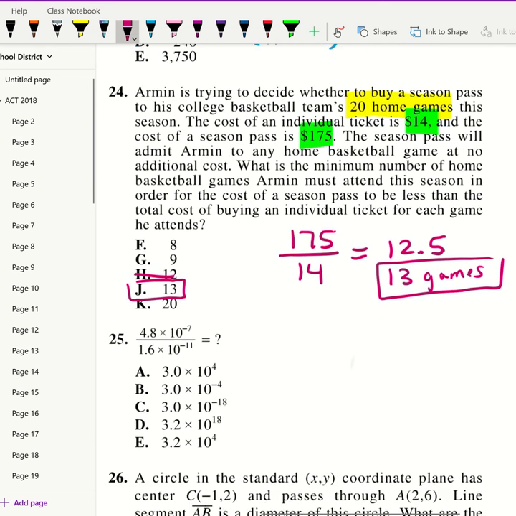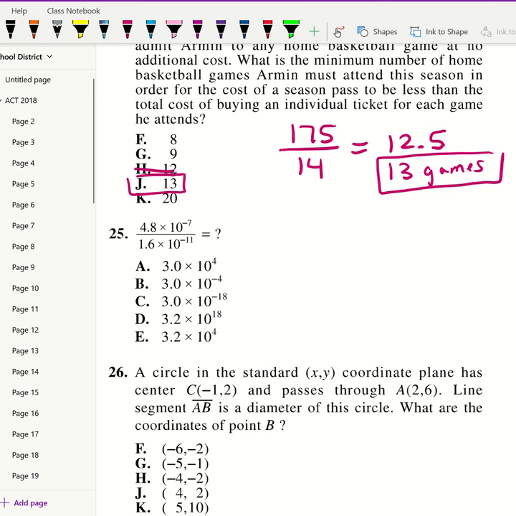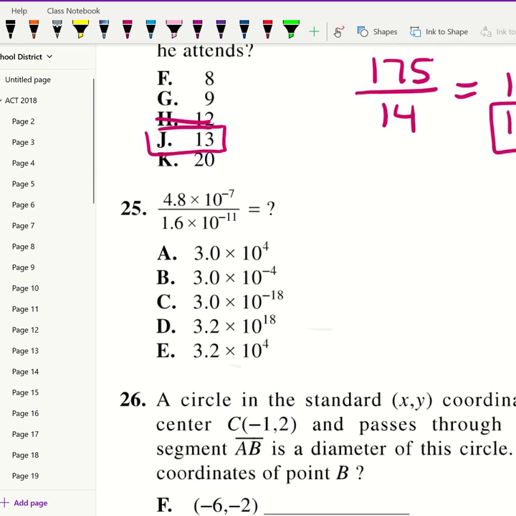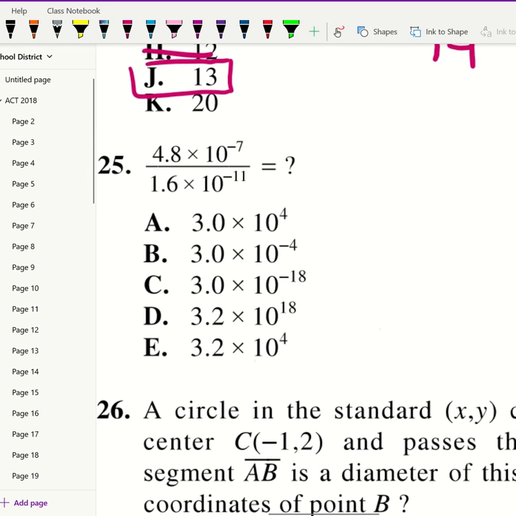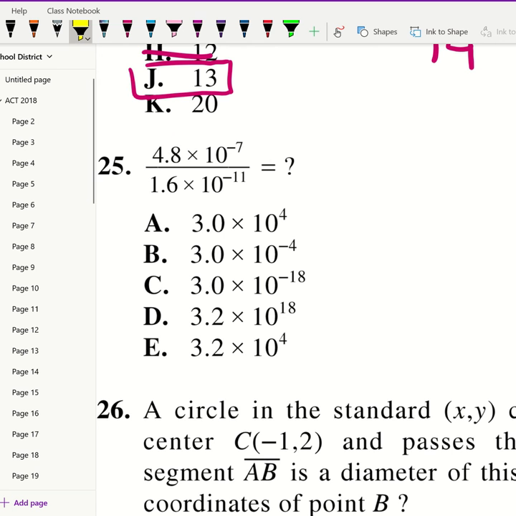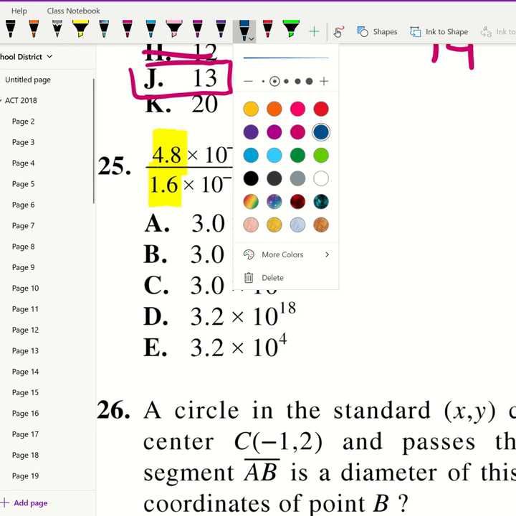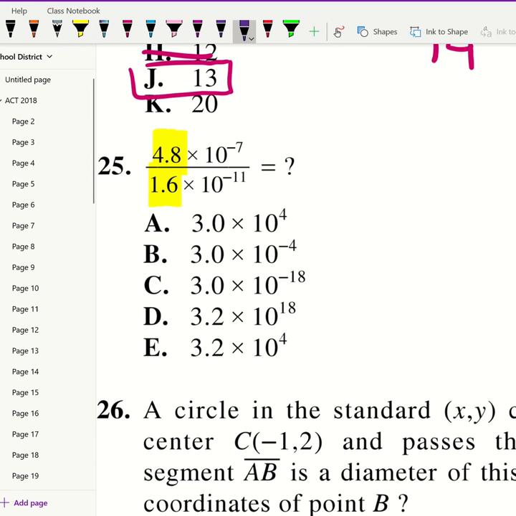All right, number 25. We are dividing with scientific notation. If you're dividing with scientific notation, as long as both numbers have the decimal place correctly placed after the first digit, you can go ahead and divide those numbers. And you could use a calculator to divide them. 4.8 divided by 1.6 is 3. So we are going to start with a 3, not a 3.2. I'm going to eliminate a couple answers right there.